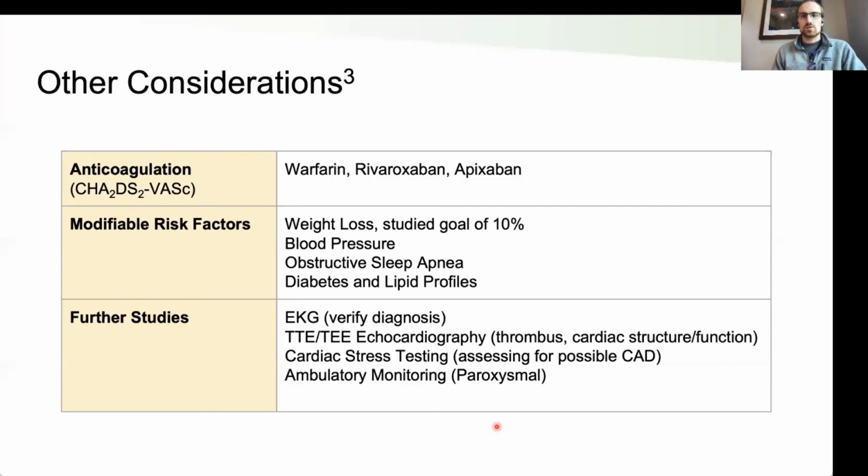Further studies that you consider would be getting an EKG to verify the diagnosis if you haven't already done so, obtaining a TTE or a TEE to assess for the presence of a thrombus before cardioversion, or evaluating cardiac structure and function, which may be independent causes of the atrial fibrillation, obtaining stress test monitoring to assess for possible CAD in the setting as well. And then if you still don't know for sure if you have the diagnosis, you can do ambulatory monitoring with something like a Holter to try and catch paroxysmal AFib when the patient's outside of the clinic.